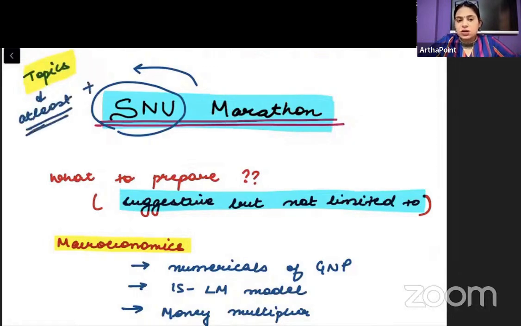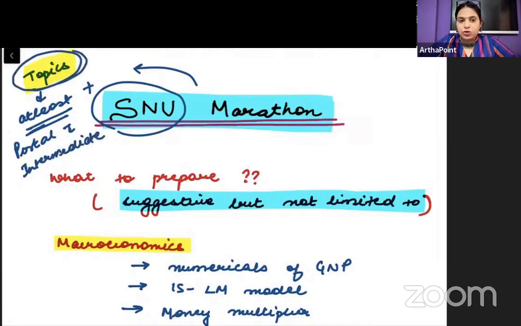Plus, of course, it would be good if you can revise everything that is there in the portal under the intermediate section, right? But you need to revise at least the topics that I'm going to mention now. And the second part of this marathon is going to be around solving the sample paper that is available on their website. It is a very, very small sample paper and it only has 10 questions. So I'm going to solve those 10 questions.